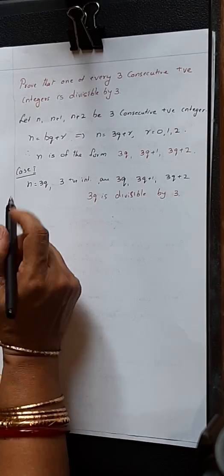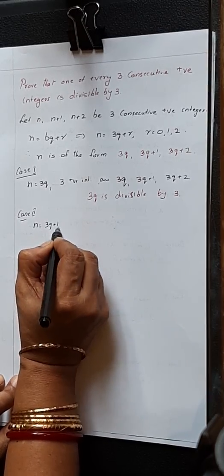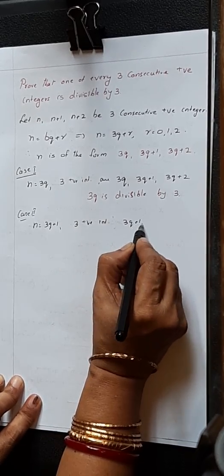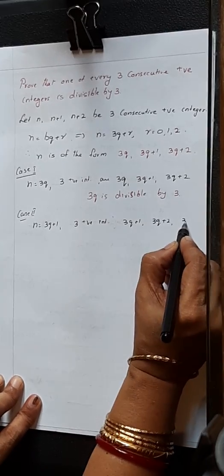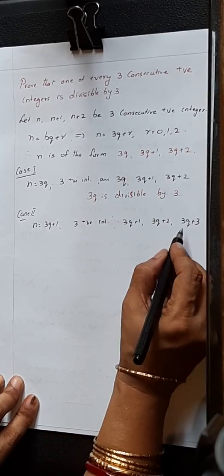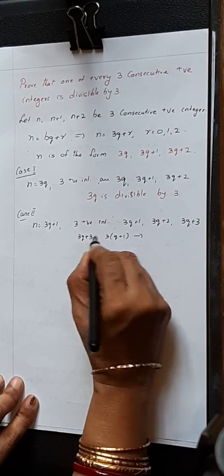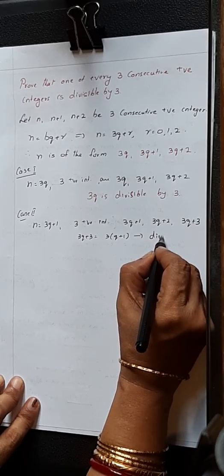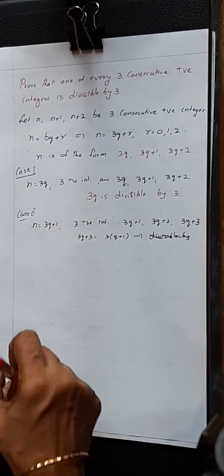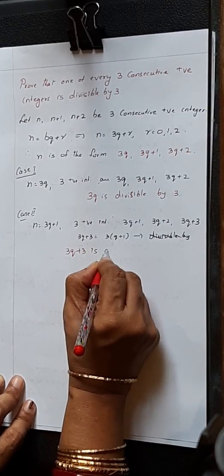Now case 2. When n is equal to 3q plus 1, the 3 positive integers will be 3q plus 1, 3q plus 2 and 3q plus 3. So here 3q plus 3 can be written as 3 into q plus 1, and it is divisible by 3. So 3q plus 3 is divisible by 3.